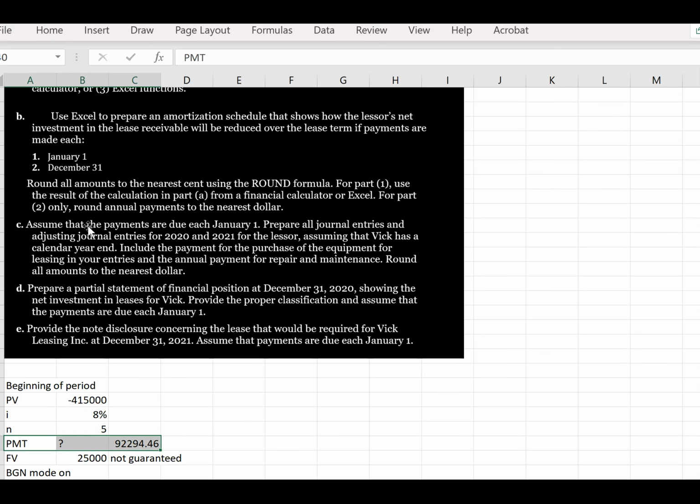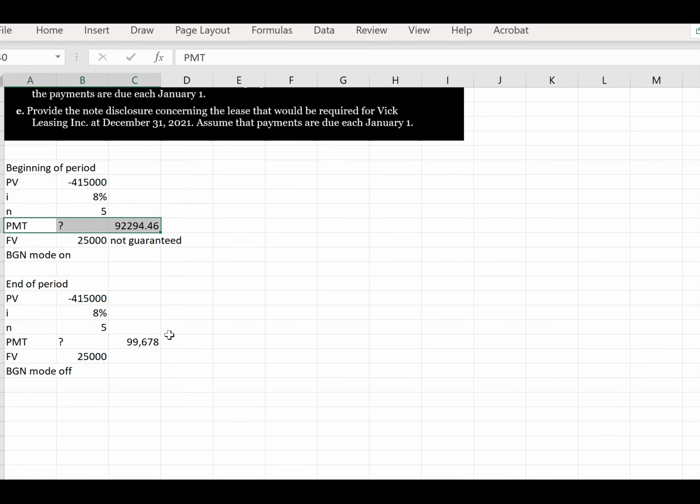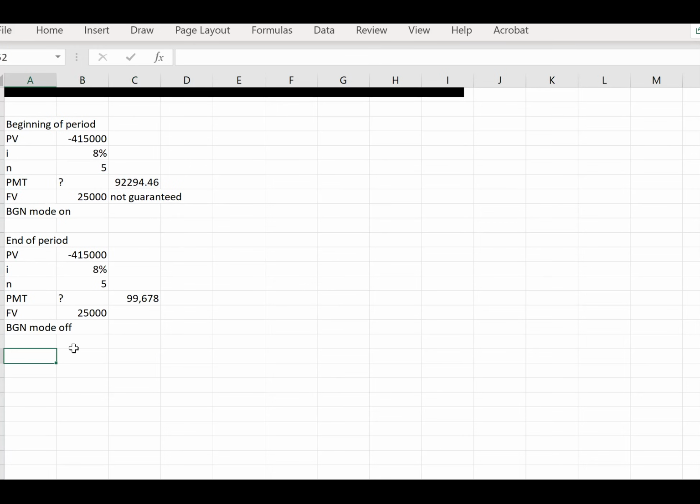Okay. So the next thing we're asked to do is assume that payments are due each January 1st. So we're in this scenario. Prepare all journal entries for 2020, assuming that Vic has a calendar year end. Include the payment for the purchase of the equipment and leasing in your entries and the annual payment for repairs and maintenance expense. Okay, so let's use a lease amortization schedule here.